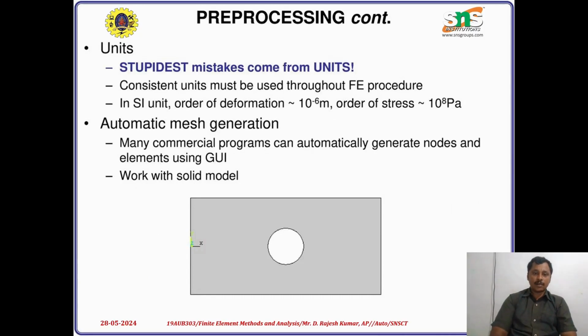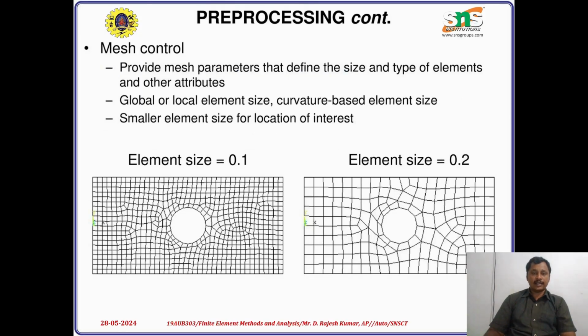In the pre-processing stage, the basic blunder, the stupidest mistake, comes from the units. The unit conversion and the units will be allocated in the software. The second part of the pre-processing stage is mesh generation. You can see the meshed model, where the SolidWorks model is imported and then the mesh is generated. Here the element size can be determined in the pre-processing stage.